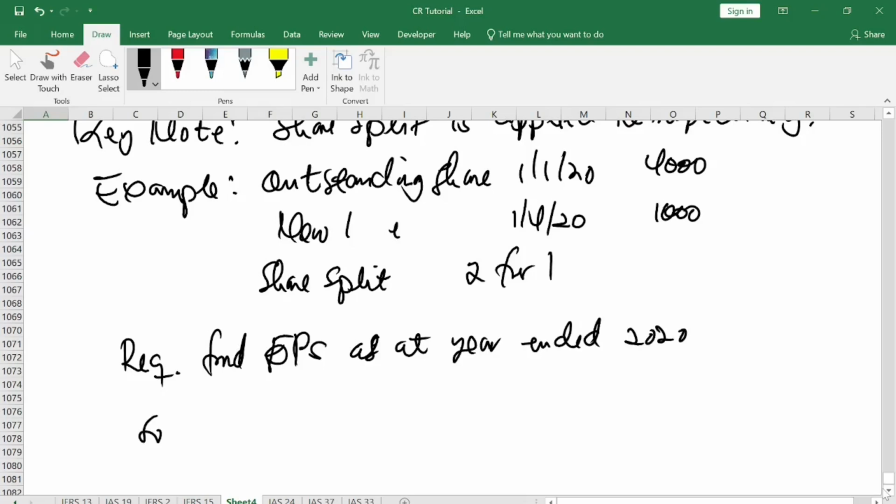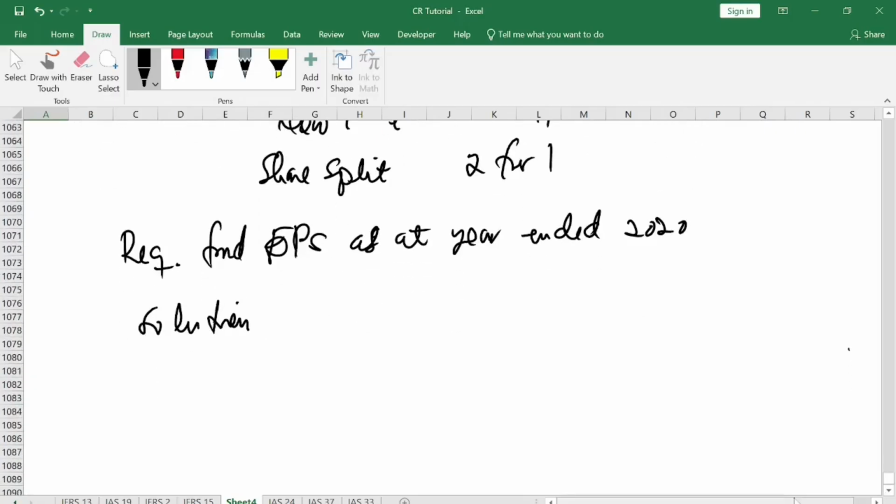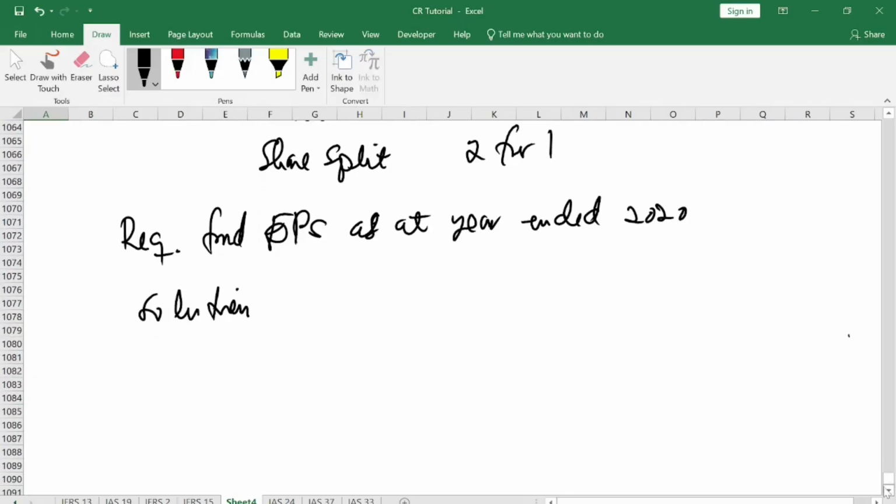Alright, so the solution. You can use two means to work on this. Now the first means, how do you work this share split?